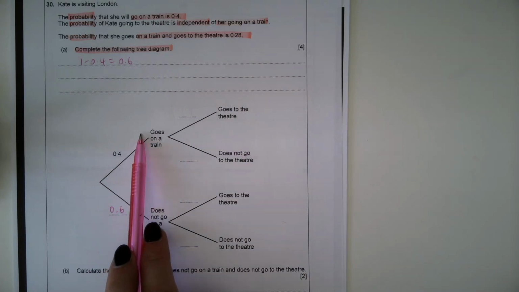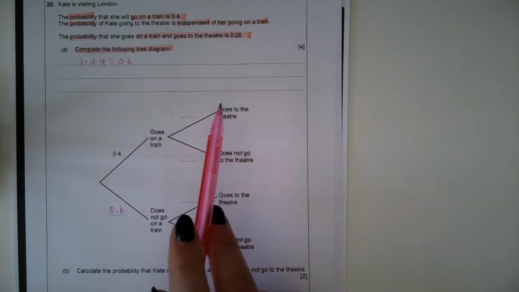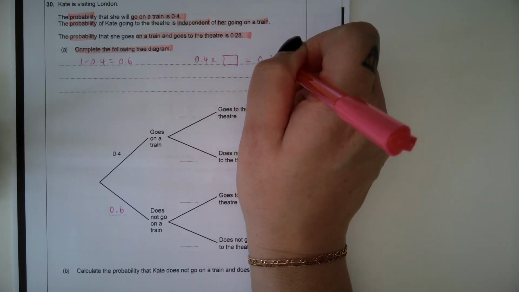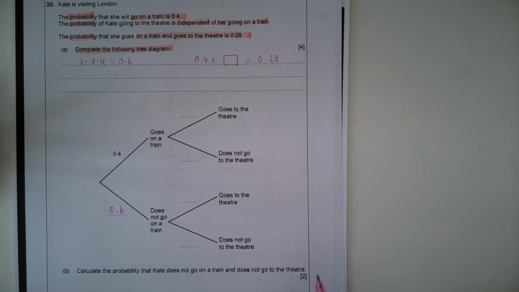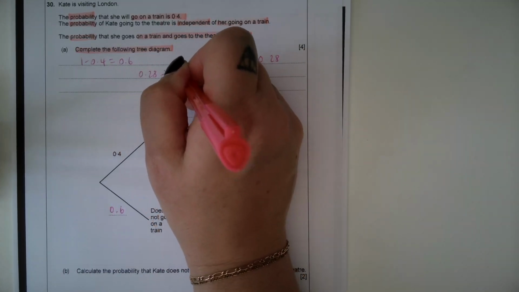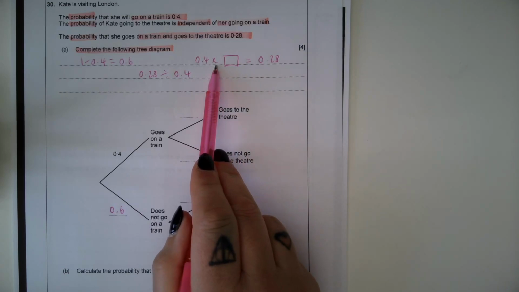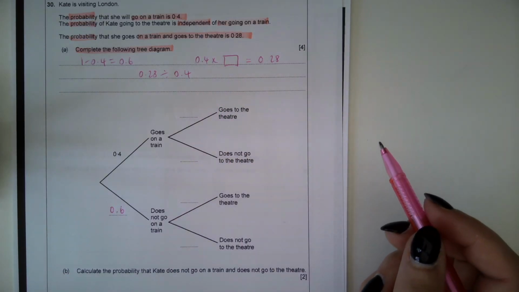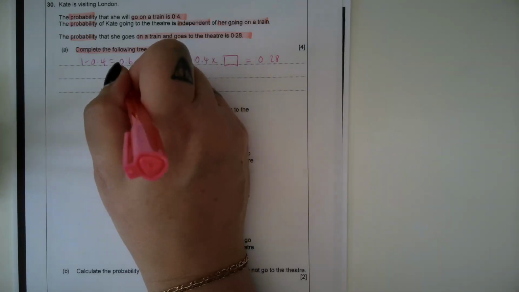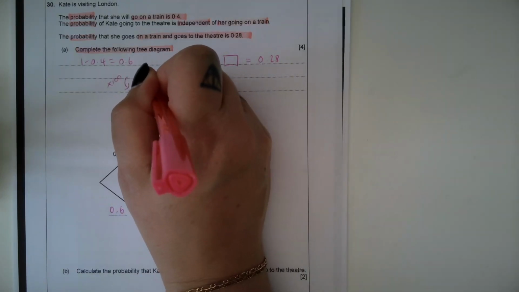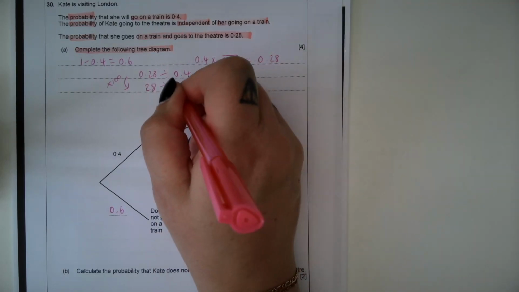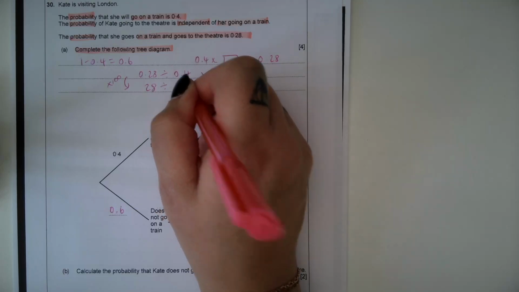So 0.4 times something would give us 0.28 as a probability. So we need to reverse that. So we're going to do 0.28 divided by 0.4. The inverse of multiplying is to divide. Now, I'm going to make my life a little bit easier. So I'm going to times this by 100 to make 28. And because I'm dividing, I've got to times this by 100 too, which makes 40.